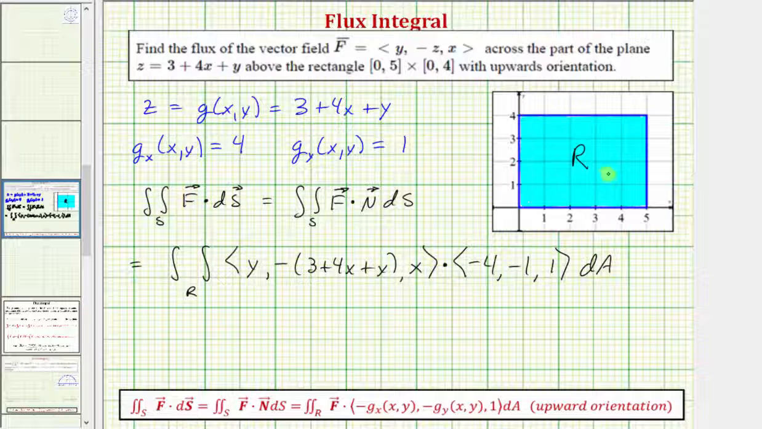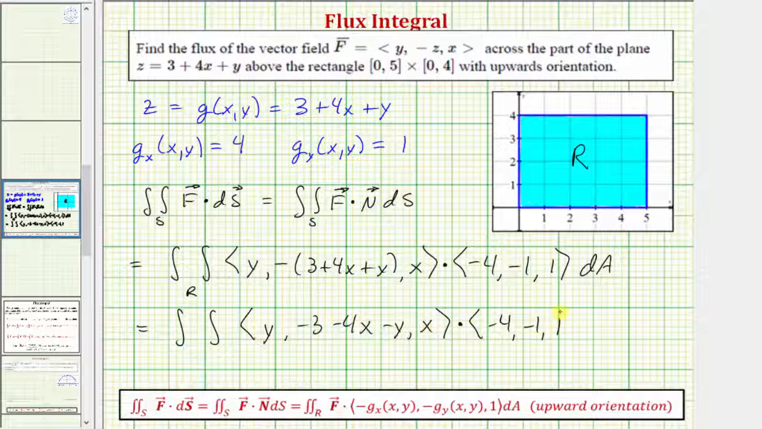For dA, because this is the region R, the order of integration really doesn't matter. Let's substitute dx dy for dA. So we have the double integral of the dot product. Let's write this y component as negative 3 minus 4x minus y. And again, dA is equal to dx dy. Limits of integration for x are from 0 to 5, also given here. Limits of integration for y are from 0 to 4, also given here. Let's go ahead and evaluate this on the next slide.